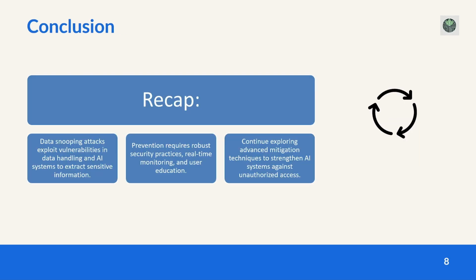So, to wrap things up, data snooping attacks are going to be quite a significant threat, targeting the confidentiality and integrity of our information systems. These attacks take advantage of vulnerabilities in data handling and system access, with motivations ranging from financial gain to competitive espionage. The impact can be severe, both financially and reputationally. However, with strong security practices, user education, and real-time monitoring, organizations can significantly reduce their risk of these attacks. Going forward, it's going to be essential to stay vigilant and continue to improve your defenses to safeguard sensitive data.